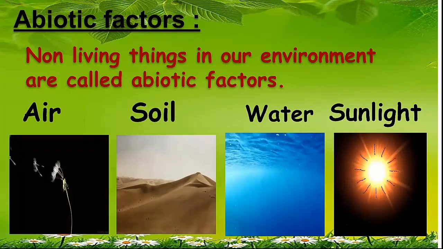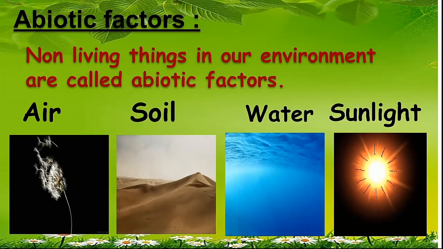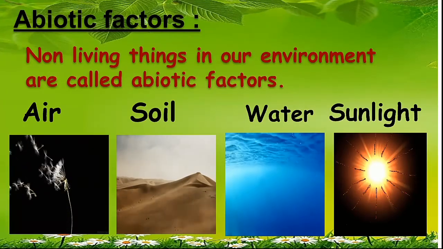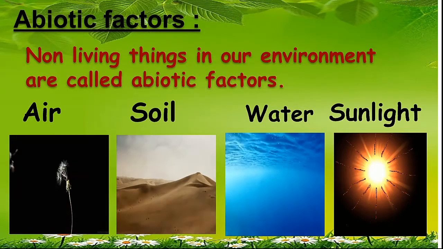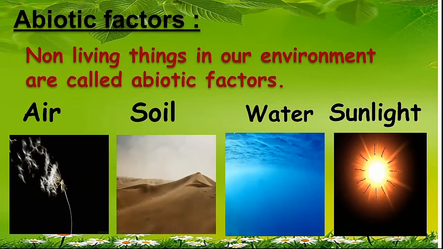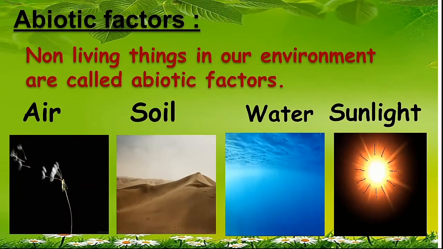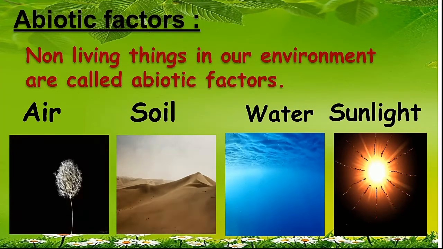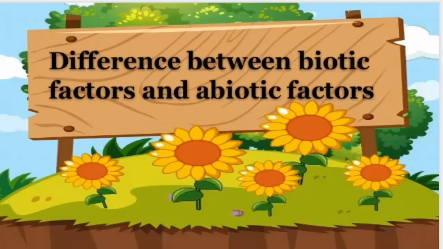Next, abiotic factors. Non-living things in our environment are called abiotic factors. For example, air, soil, water and sunlight. So, these are the examples of abiotic factors.